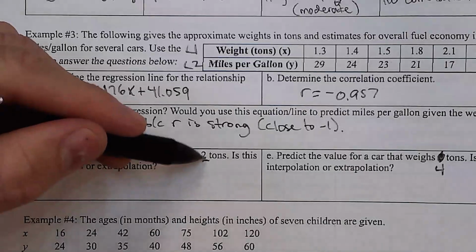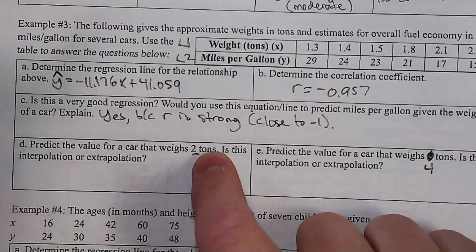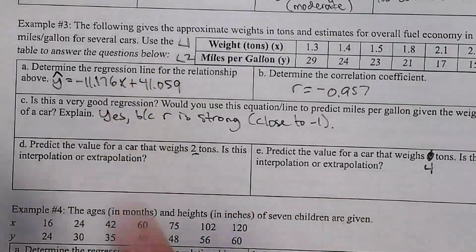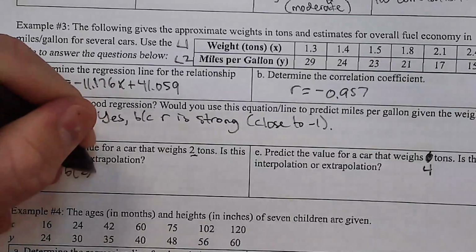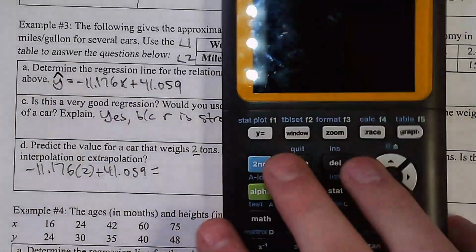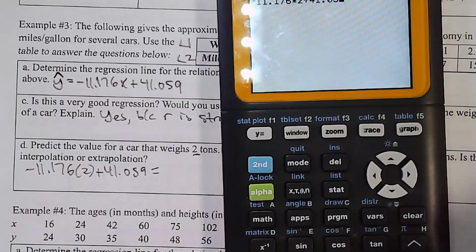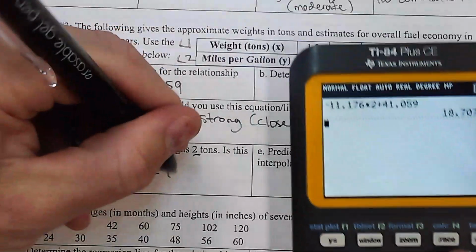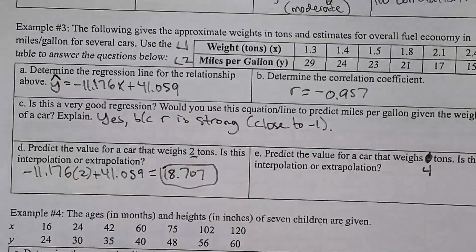2 tons. Is 2 tons an X or a Y? X. So what can I do with that? They want you to plug that into your equation. So negative 11.176 times 2 plus 41.059, and that gives you 18.707. So you're just plugging it into your equation. You'll have to do this on your Delta Math.